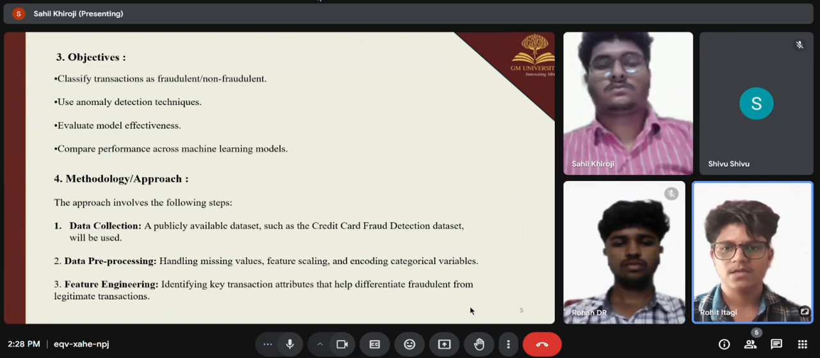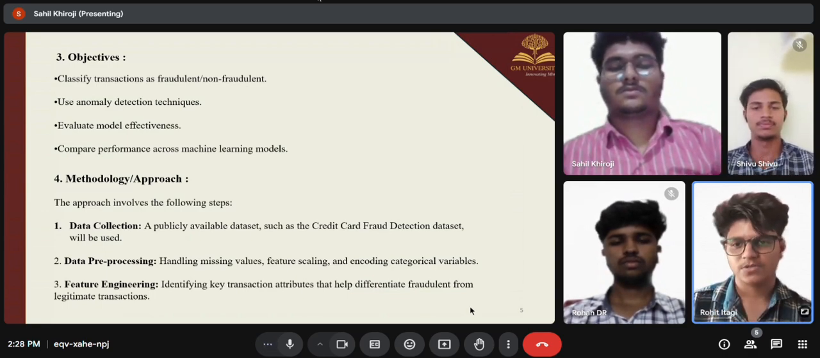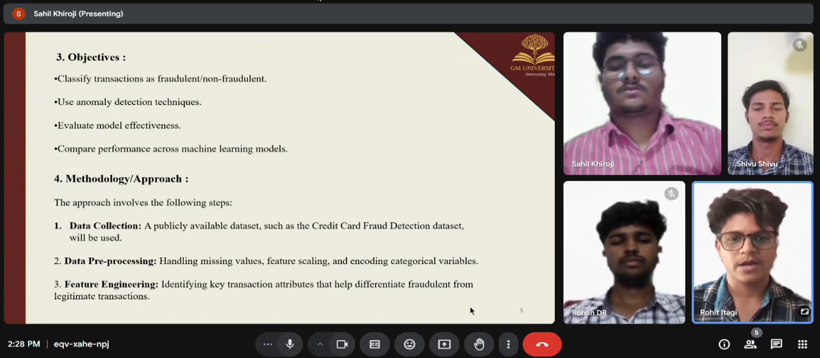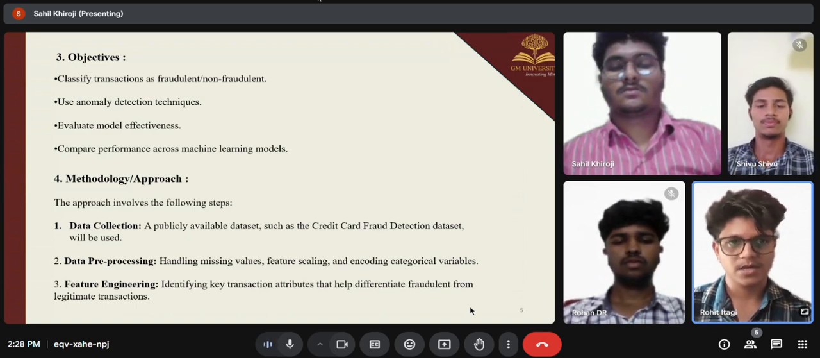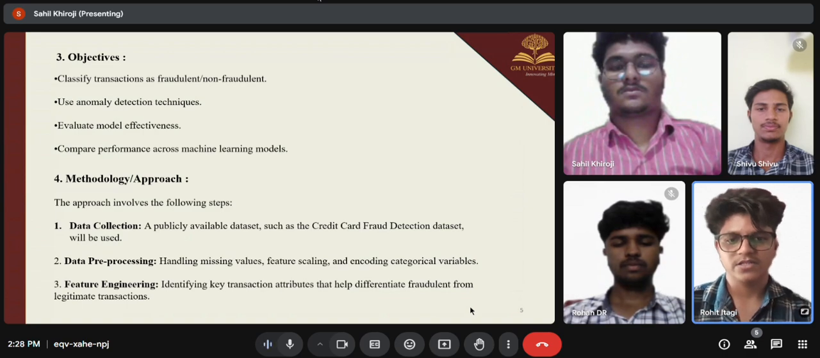Data collection. Here data collection means using a publicly available data set, where we can access any kind of data set, such as the credit card fraud detection data set, which will be used here. And data pre-processing: handling missing values, feature scaling and encoding categorical variables. This is done by data pre-processing. And feature engineering means identifying key transaction attributes that help differentiate fraudulent from legitimate transactions.